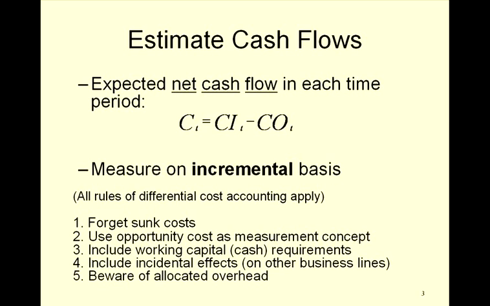Finally, Rule 5 is to beware of allocated overhead. Let's say that our new business is going to be using management resources that already exist in our firm. If we're already paying the salaries of these managers and we're just asking the managers to oversee this new business line, and we thereby allocate some of their time as a cost to this new business, that would be allocated overhead. And if that allocated overhead is truly not differential, that is, does not involve additional salaries and wages expense, it's irrelevant and should not be included as a cash flow component.